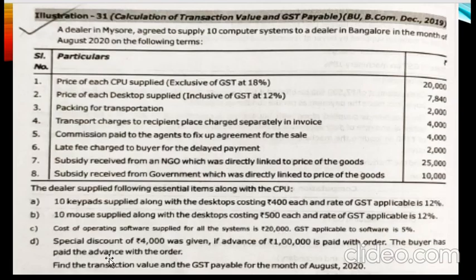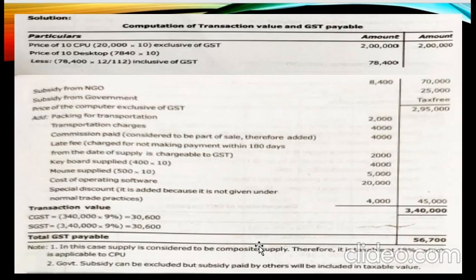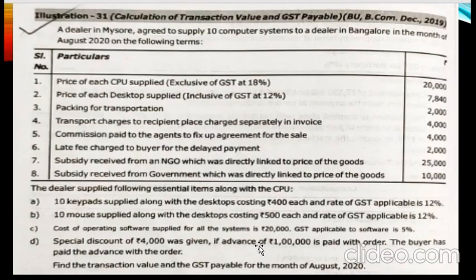Next, we need to check any other expenses. So a special discount of 4,000 was given if an advance of rupees 1,000 is paid with the order. The buyer paid the advance with the order. As I've already discussed, any discounts which are given will not be considered. But here it is added because it is not given under normal trade practices. Usually with trade discounts, from the total value of the asset we will minus trade discounts. It is always a deduction. But here this is a special discount which is made on advances.